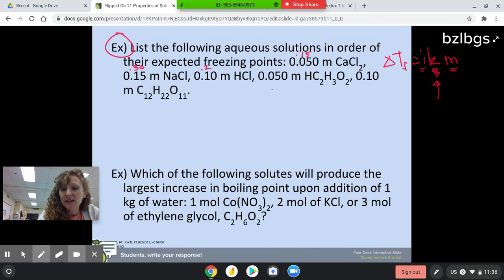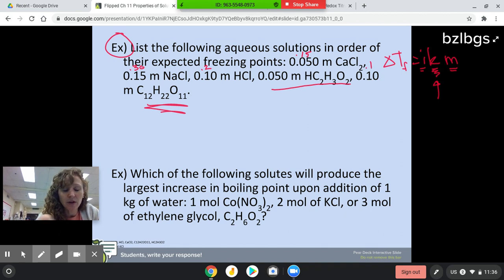Let me skip acetic acid for a second. This is an organic compound, probably some form of sugar. I think that actually might be sucrose. Any biologists in here can verify that that's sucrose, which means it's not going to split up into any ions. So the molality of that is going to be the same, 0.1.